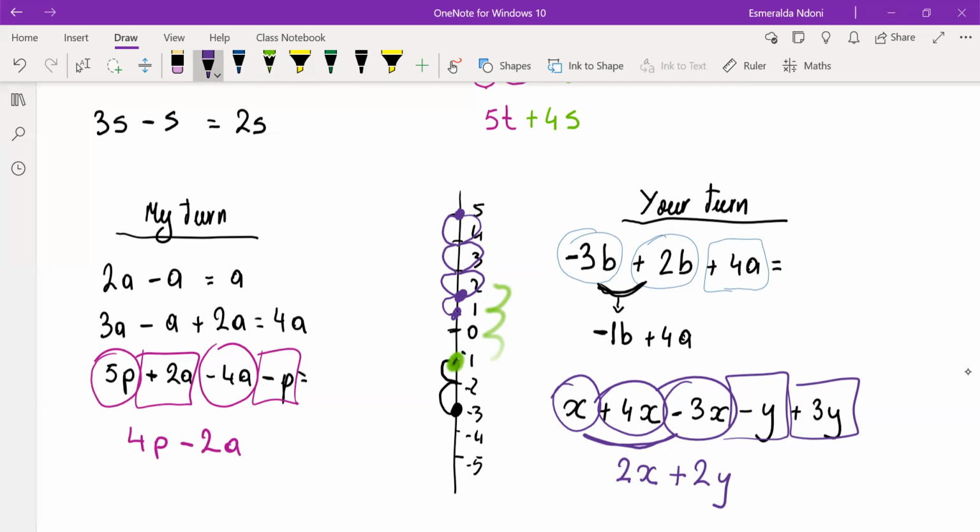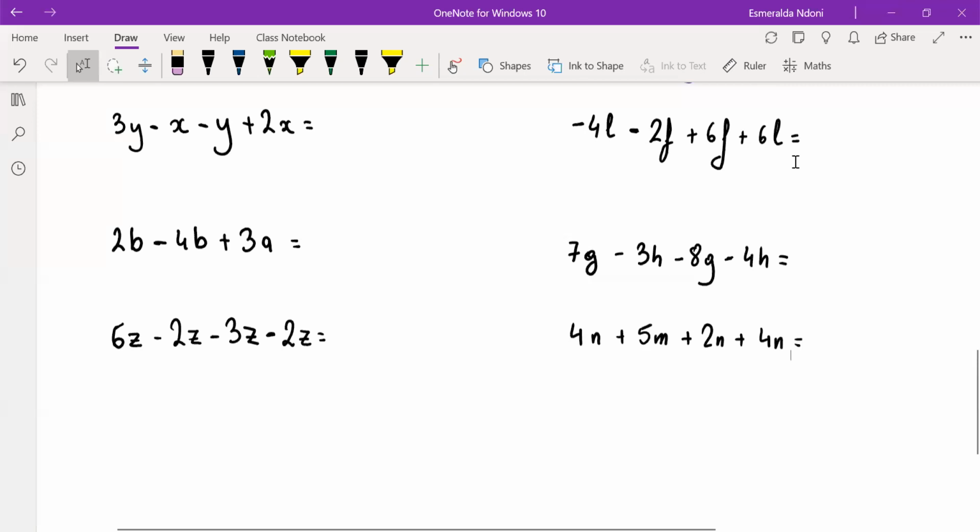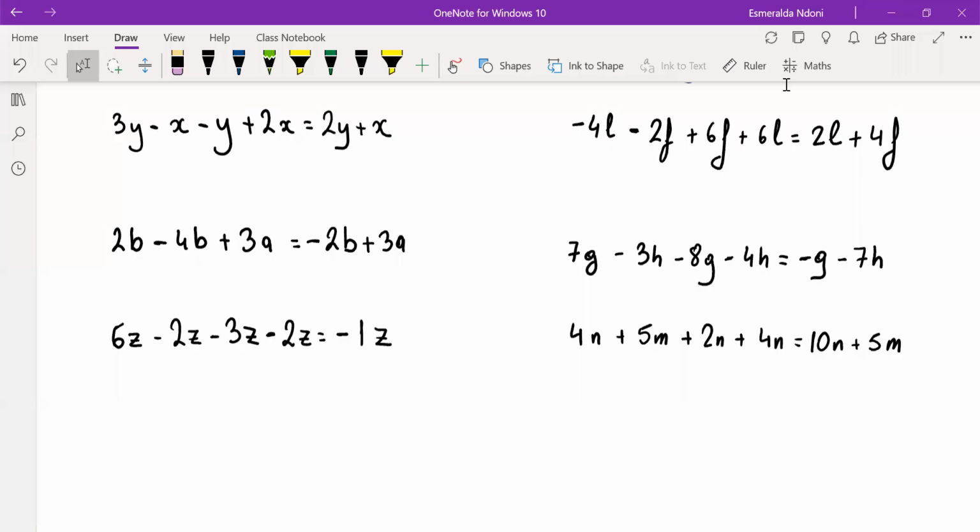Now we're going to do some practice questions. Okay, here are 6 questions for you to do. So what I want you to do, I need you to pause the video. Make sure that you group these letters together by drawing circles and squares around them. Do not forget the sign, and work out the answer. When you have finished, please press play to mark the work.